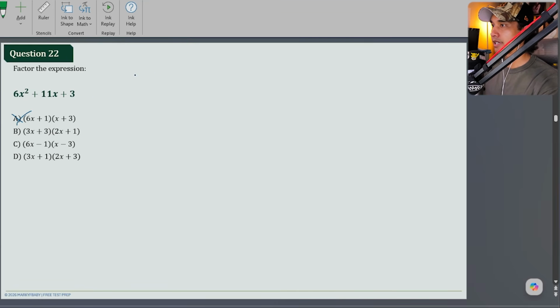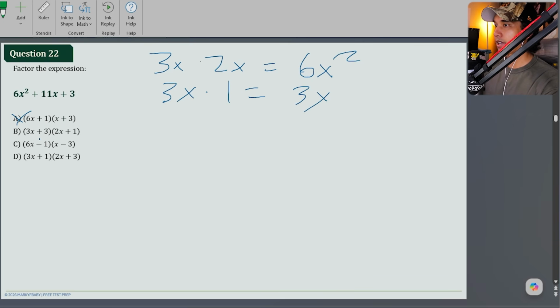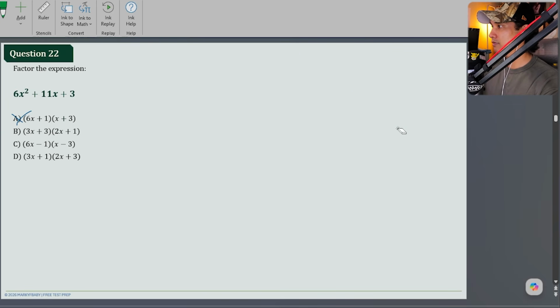Okay. B is 3x times 2x equals 6x squared again. And then, I'm touching my face. I touched my face. Oops. 3x times 1 equals 3x. And then 3 times 2x equals 6x. Well, these combine to equal 9x. Does not equal 11x. So I actually will stop doing that. B is incorrect.